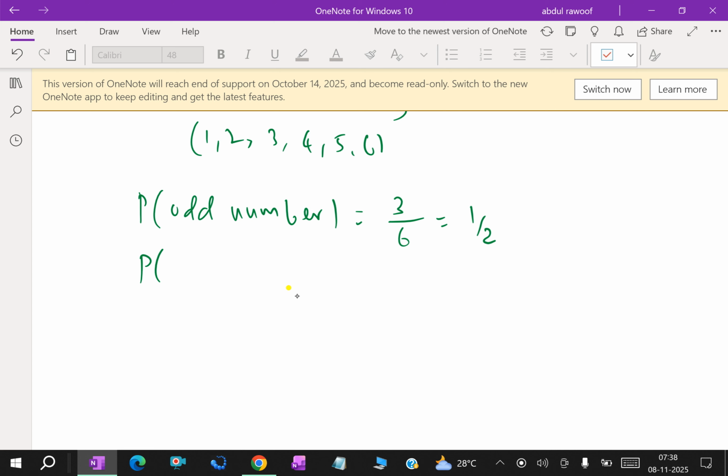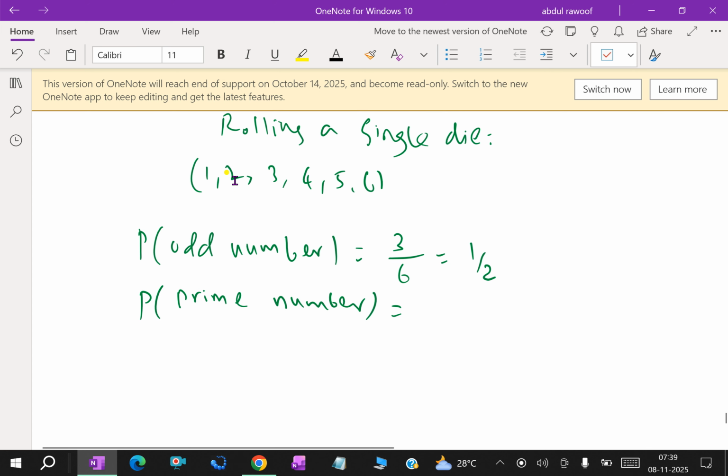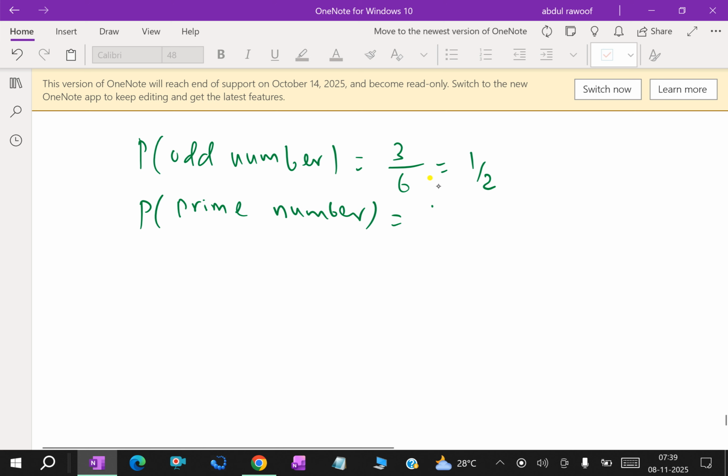Probability of a prime number. How many prime numbers are there in this? Here 2, 3, and 5. Here also 3 prime numbers, divided by the total number 6, so it is half. These are the simple cases.